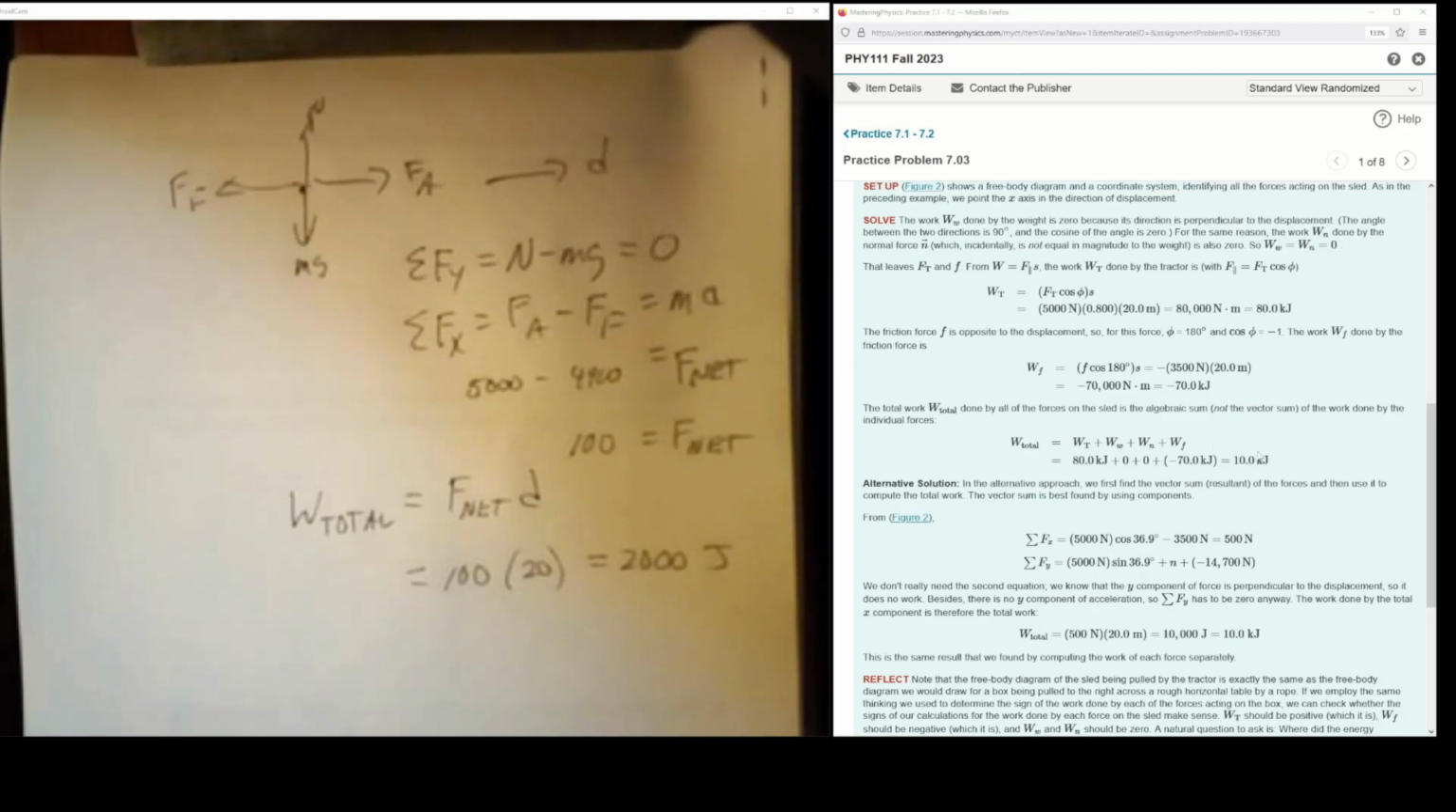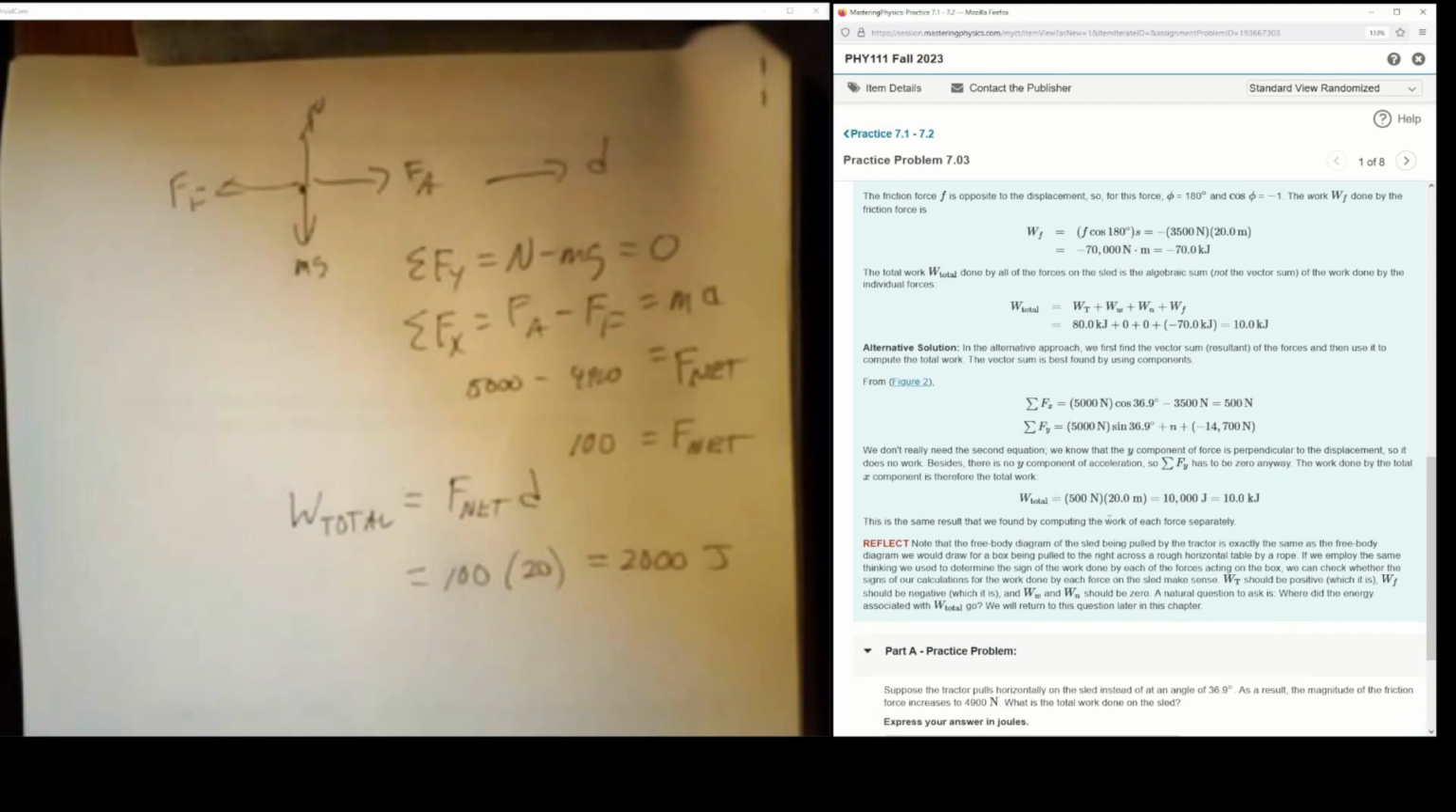What I was saying is this is what they're doing here in Mastering Physics, what I've highlighted. They're doing all the individual forces, so you can see they have work tractor, work weight, work normal, work friction. This is one way to get the total work, is to add the work together from every force.